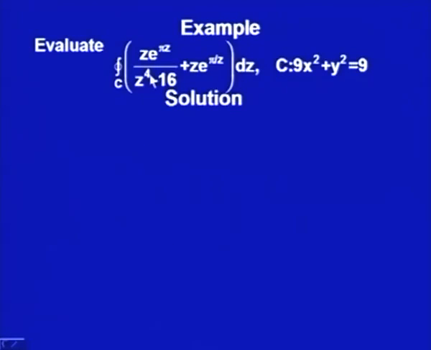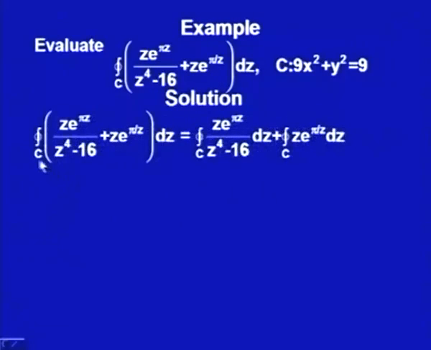See this function first. This function is the sum of two functions. So, first we will write this integral as the sum of two integrals: z e to the power pi z upon z to the power 4 minus 16, plus z times e to the power pi by z, with respect to dz on this contour C. The contour C is an ellipse, and whenever we are talking about a closed contour, we take, as a convention, positive orientation.